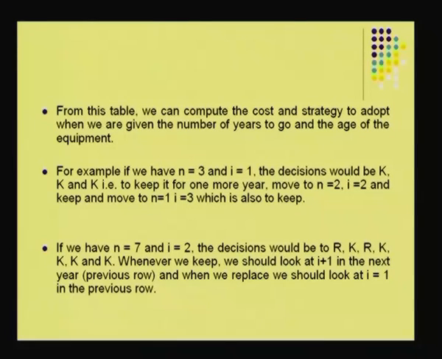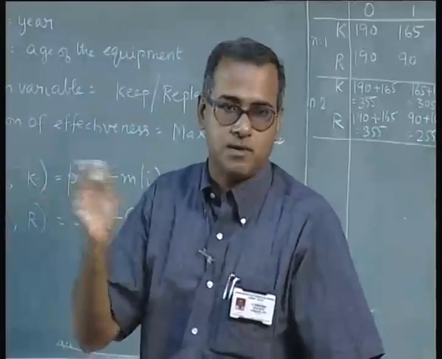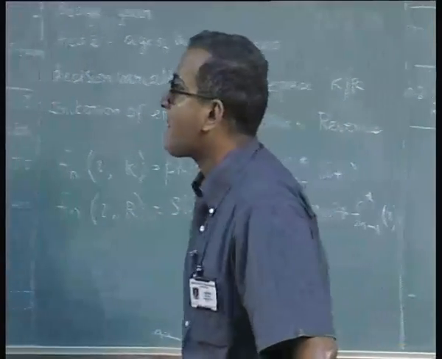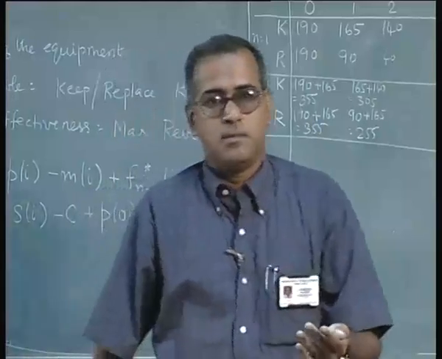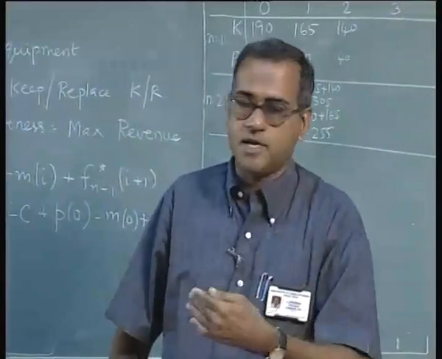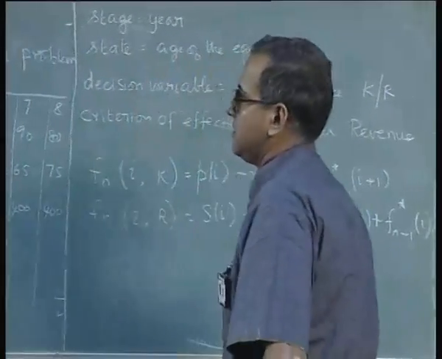Now coming back to this, for n equal to 7 and I equal to 2, the decisions are shown. Whenever we decide to keep, then go back to the previous stage, go back to the previous table and shift to I plus 1, move 1 to the right, and so on. And when you replace, you should look at I equal to 1, because you have bought a new machine. At the end of the year, the age of the machine will be 1. Right. Next.